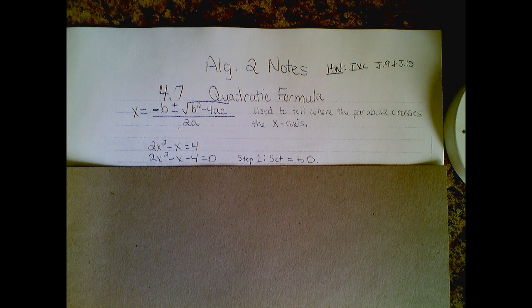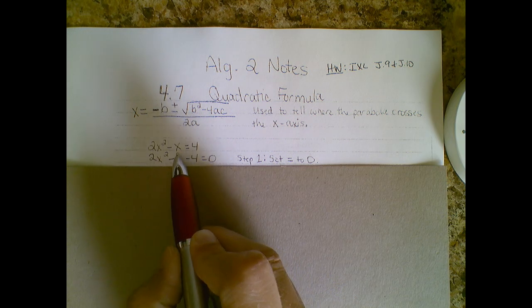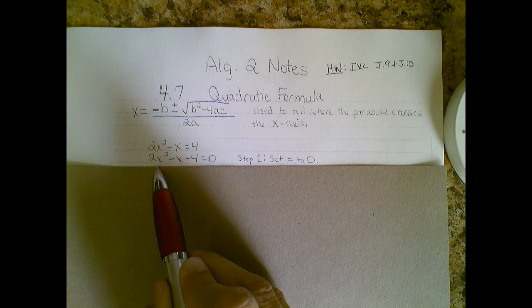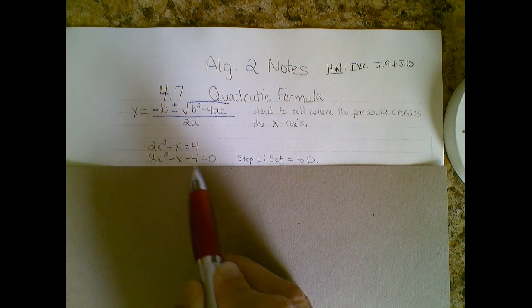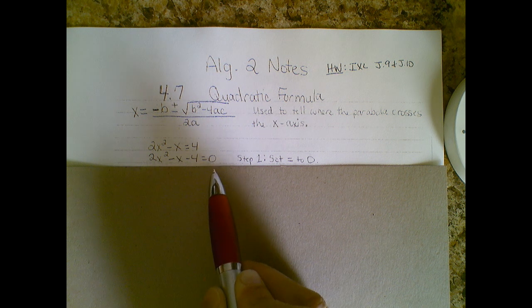So the first step is, I'm giving you the equation 2x squared minus x equals 4. If the problem like this one is not set equal to 0, you want to get it set equal to 0. So we subtract the 4 on both sides, so we're left with 2x squared minus x minus 4 equals 0. So that's going to be our first step.